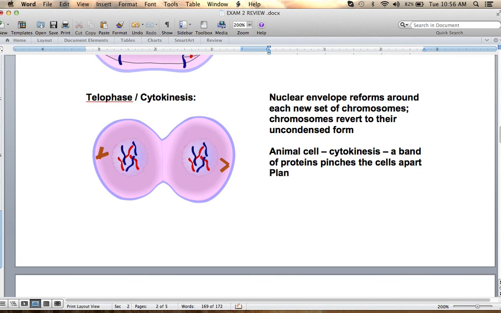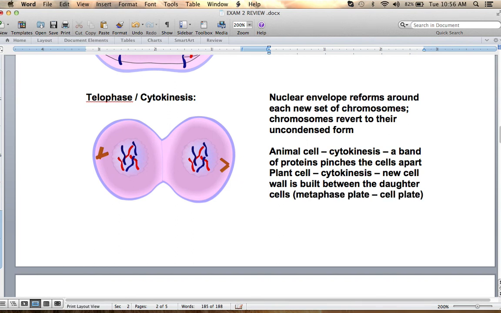In plant cells, cytokinesis is a little bit different because remember, plant cells have a cell wall. So in cytokinesis, a new cell wall is built between the daughter cells, and that's built on the metaphase plate, which we call the cell plate when it gets to that stage in the process. So in a plant cell, you would just build up this wall between the cells on the cell plate or on the metaphase plate. So cytokinesis is different in plant cells versus animal cells.